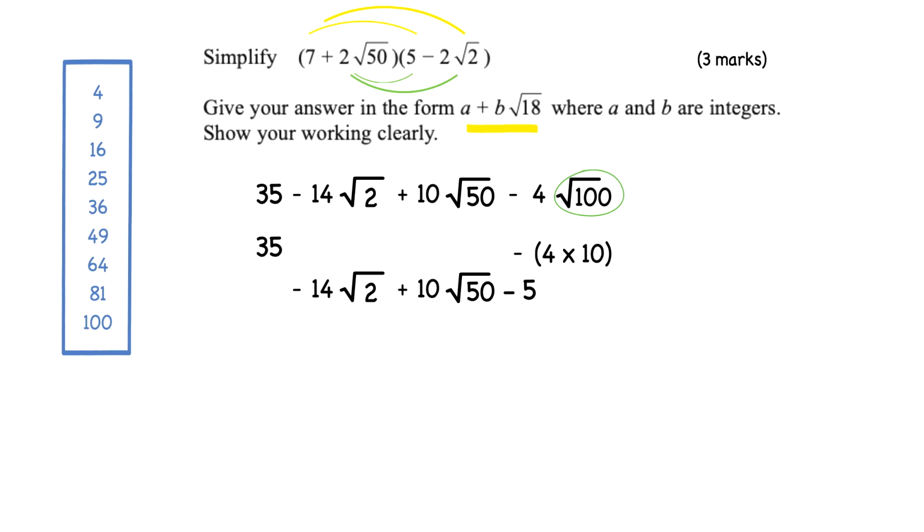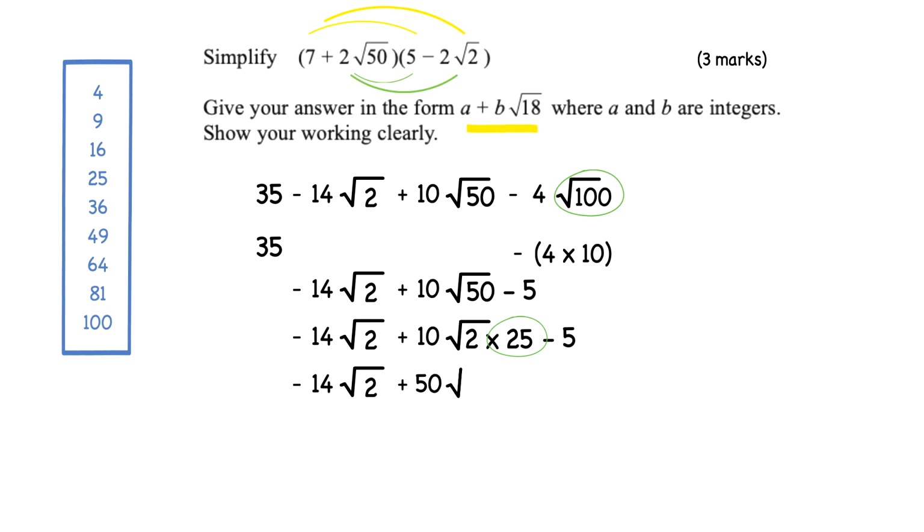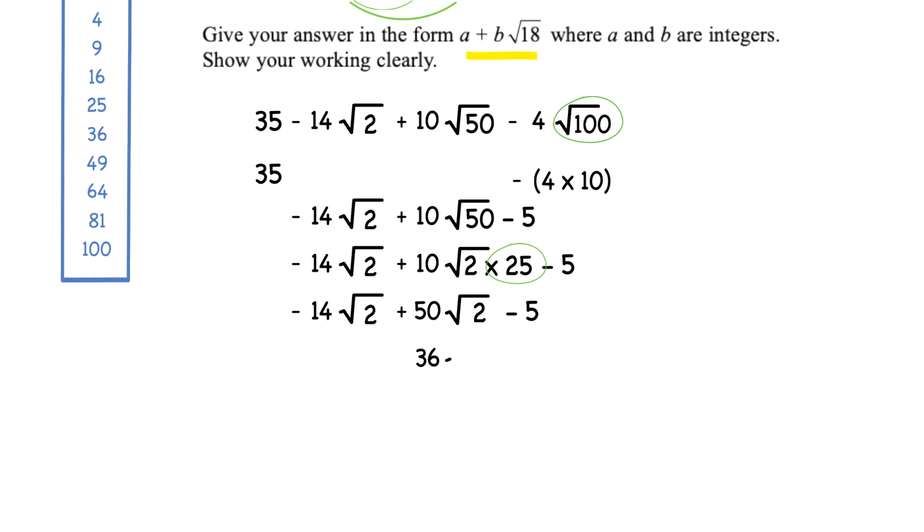In order to add those two surds together, we have to have the same number underneath the root. 50 can split into a 2 and a 25. We can see that that 25 is a square number, which means that we can solve it. So the square root of 25 is 5. We can times that 5 by the 10 in front, so now we have 50 root 2. A minus 14 root 2 and a 50 root 2 together will make 36 root 2. Then we still have the minus 5 from earlier on.